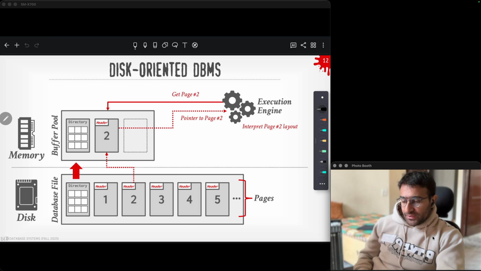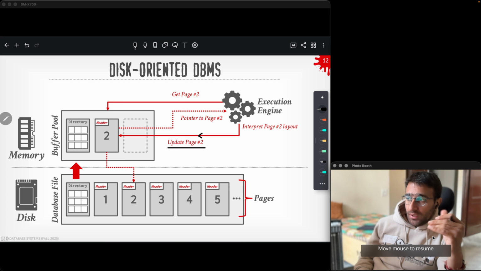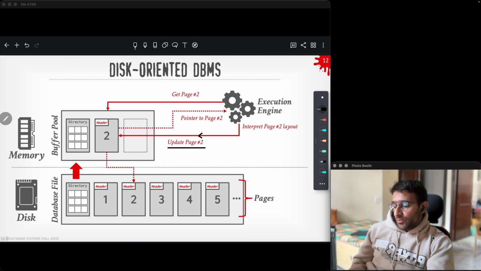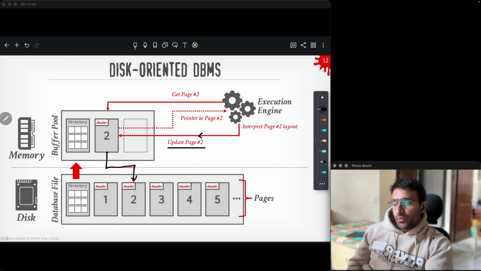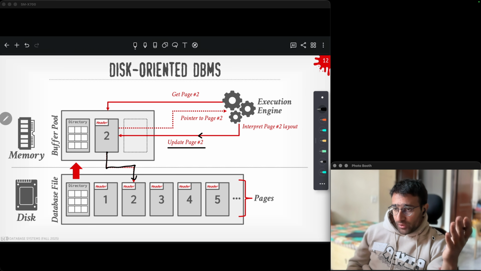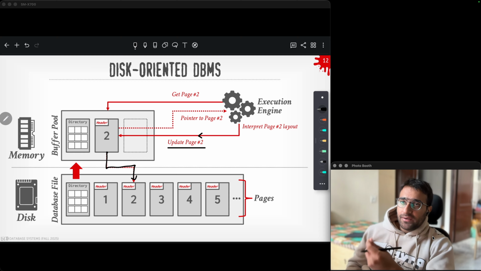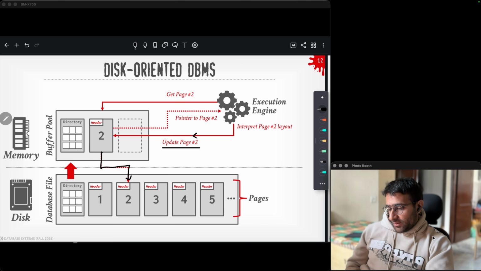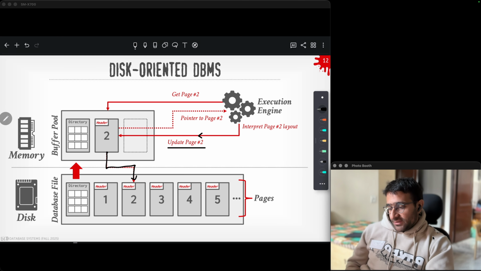In this particular example, this arrow shows that there's an update going out to page 2. Let's say we had some update query and my execution just updated that particular page. At some point, my buffer pool will write that page back out to disk. At what point, we are not seeing, because that involves a couple of things like write-ahead logging and other things that we'll get to. But this is basically how the system works.